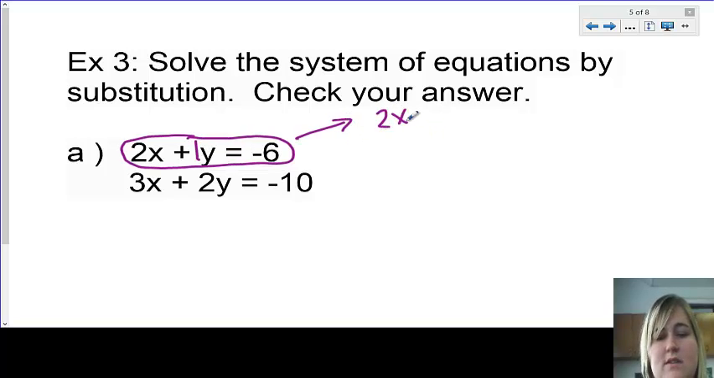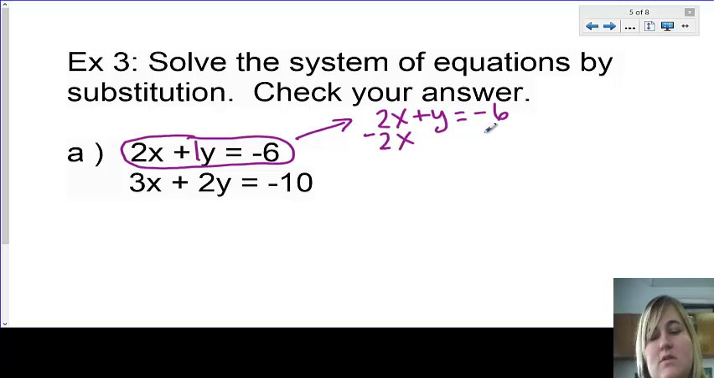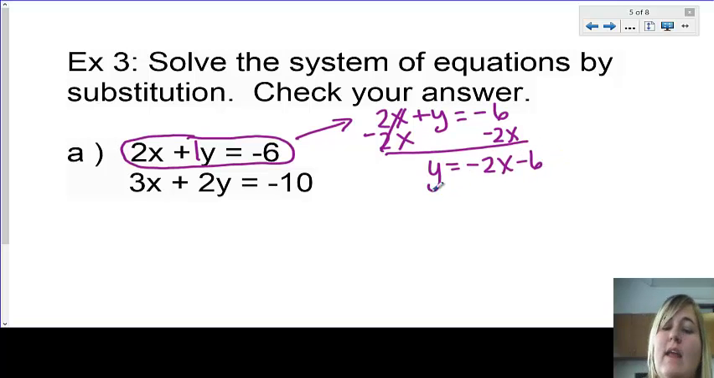So I have 2x plus y equals negative 6. To get y by itself here, I'm going to subtract 2x from both sides. So I have y equals negative 2x minus 6. Now I have an equation that has y all by itself.